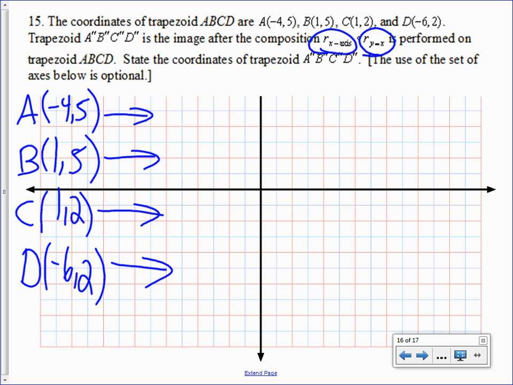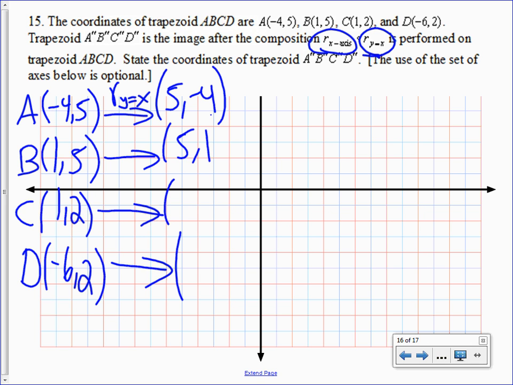When doing a composition, always start on the right. Reflection over the line y equals x. Well, that's in our sum. For reflection over y equals x, we switch or flip the points. Negative 4, 5 becomes 5, negative 4. 1, 5 becomes 5, 1. 1, 2 becomes 2, 1. Negative 6, 2 becomes 2, negative 6.